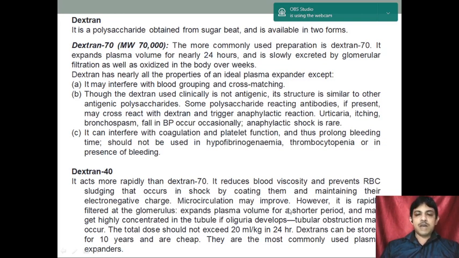It expands plasma volume for a shorter period and may get highly concentrated in the tubule if oliguria develops. Then tubular obstruction may occur. So the total dose should not exceed 20 ml per kg in 24 hours, and it can be stored for 10 years. It is cheap and the most commonly used plasma volume expander.